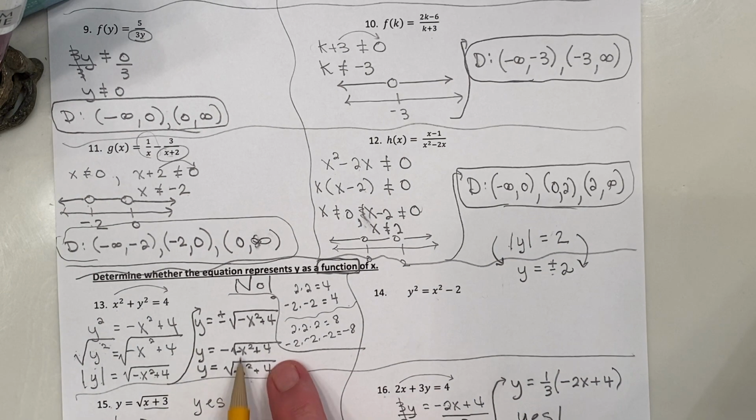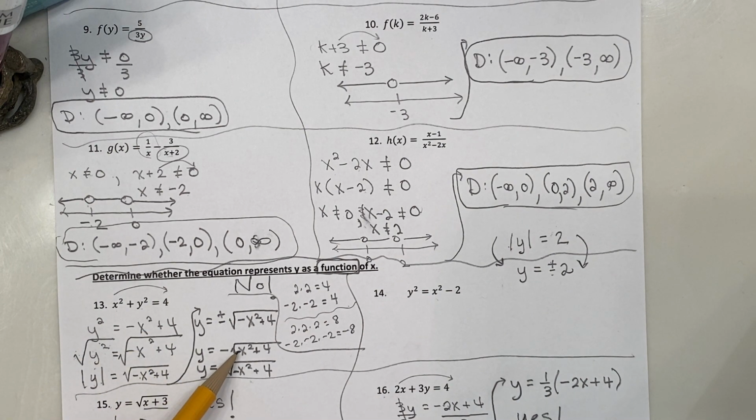So when we think about this, try a value for x, like let x be 0. If x is 0, you're going to get the square root of 4, which is 2, but then we have to make this negative 2. When you add 0 to 4, you get 4, and the square root of 4 is 2. So this solution, when I plug in 0 for x, gives me negative 2. When I plug in 0 here, it gives me positive 2. With the same input value, x equals 0, I get two different output values.